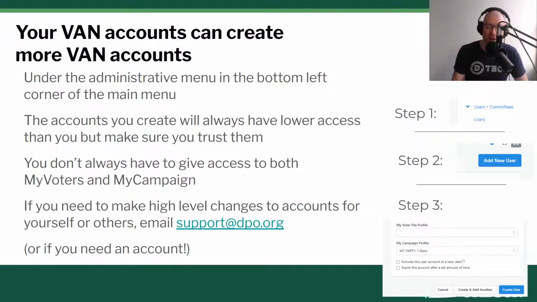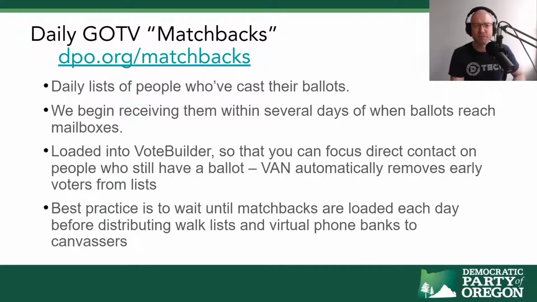With your VAN account, when you get set up, you will get manager access, so you can create your own users. You don't have to bug me about it. Go into the administrative menu on the bottom left, then click the Add New User button. There'll be steps to enter the email, the name of the person you want to add, and the type of access you want to give them.